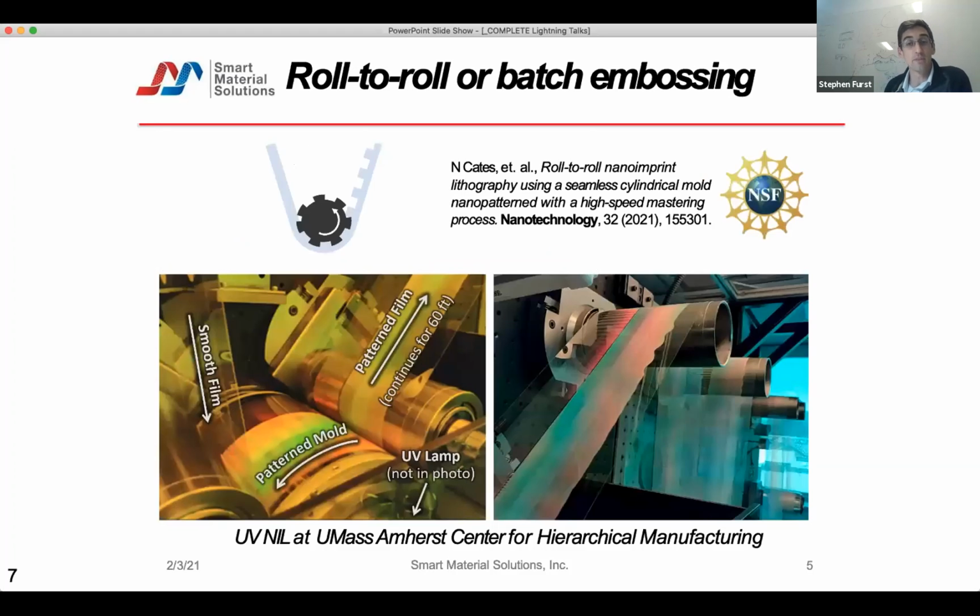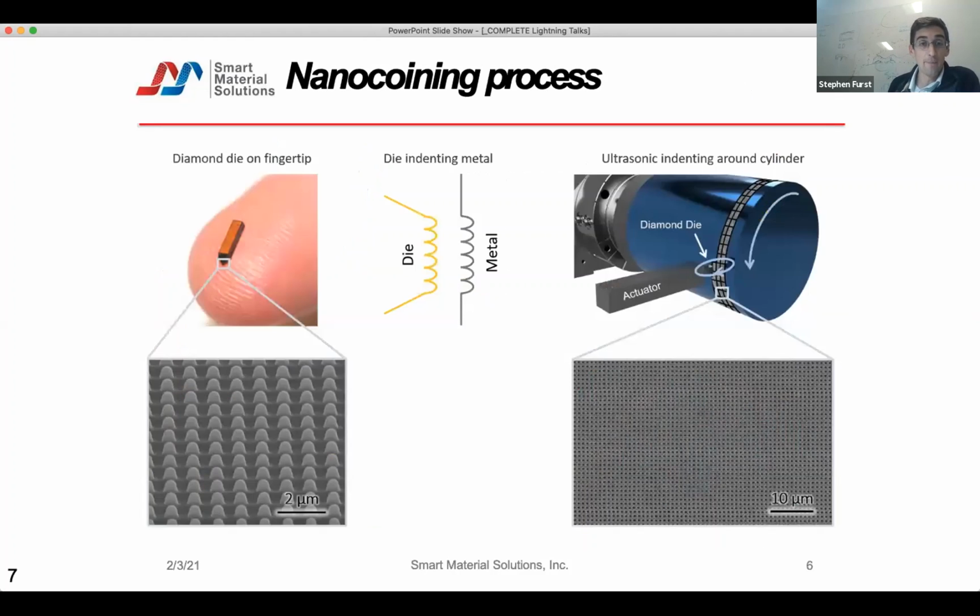Next, you'll see what we've done so far, which is take these molds, you see a drum mold there, and use the roll-to-roll process to create, this is 60 linear feet of 600 nanometer and 2 micrometer pitch texture into, in this case, a UV cure polymer that probably wouldn't be very useful in space. But next, what you'll see is an outline of our process.